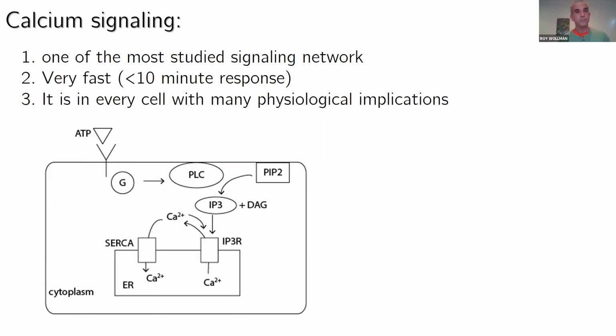It's a very fast signaling response. So within 10 minutes or so, from the addition of ligand until the whole thing is done, it's roughly 10 minutes, depending, of course, on the details of the cell line and the ligand. But overall, it's a very fast signaling response. And basically, it's there in every cell. So this specific pathway I'm showing here, the ATP binding to GPCR, is basically active in all cells in your body as part of a damage sensing and wound response mechanism.